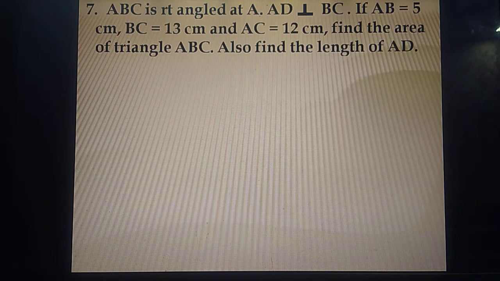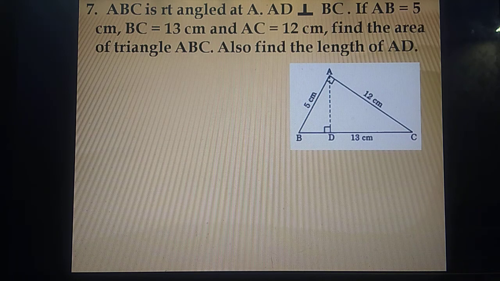Moving to question number 7. ABC is right angled at A. AD is perpendicular to BC. If AB is 5 cm, BC is 13 cm and AC is 12 cm, find the area of triangle ABC. Also find the length of AD.